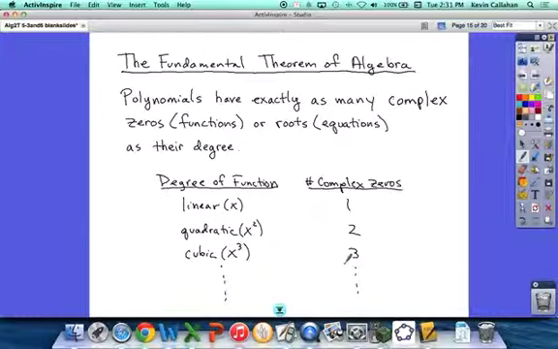That's the easy part, right? Then you've got to figure out how many of them are real, how many of them are imaginary. How many complex zeros would a quintic have? 5. Quintic means to the 5th power, 5.